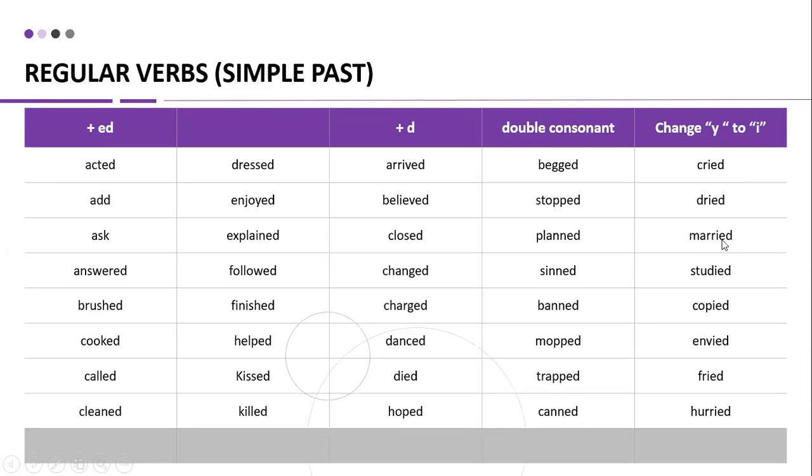So we change the Y to I and then we have the ED, right? Study, copy, and envy, envidiar. Esto también está malo. No hay que envidiar a nadie, right? Fry, freír, hurry, apresurarse. Hurry, okay? So in all of those cases, we change the Y to I and then we have ED, right? Good. Any question?